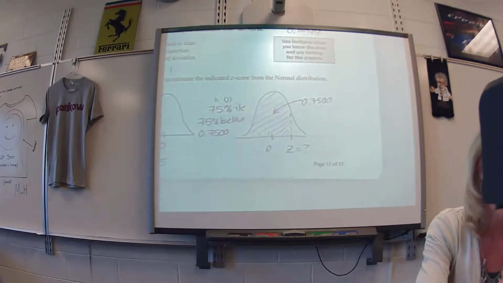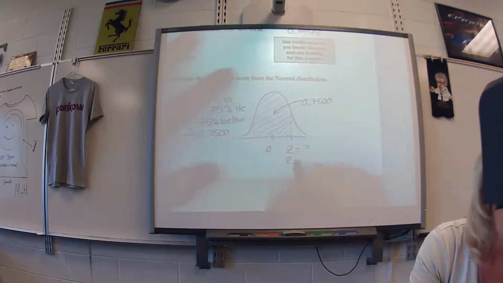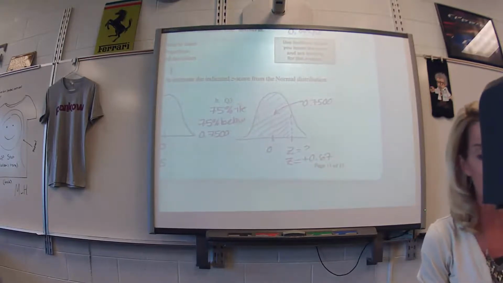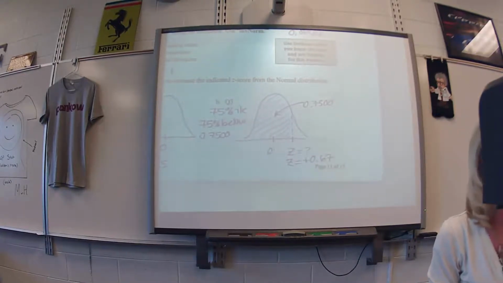0.67, just as we predicted. So positive 0.67. You don't have to put the positive there, but I put that just to emphasize the difference between example 4B.